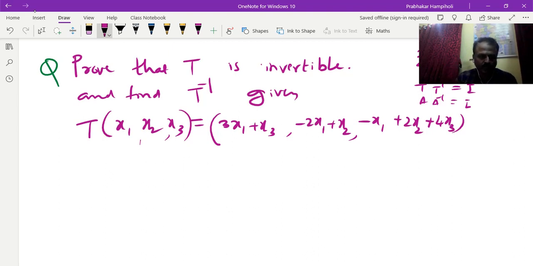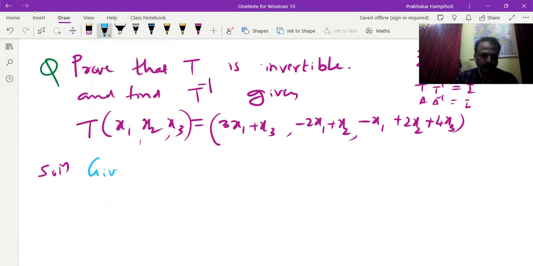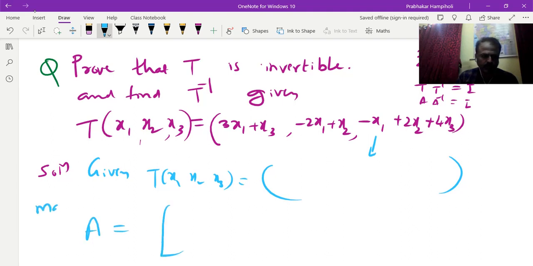First of all, in this solution part, what you should do is, given T of x1, x2, x3 equal to this part, you have to write down the matrix of the linear transformation. Now you're used to it. The 3 x1 part is there, the x2 part is not there, the x3 part is 1. Here you come, minus 2, 1, minus 1. I am writing the corresponding matrix.